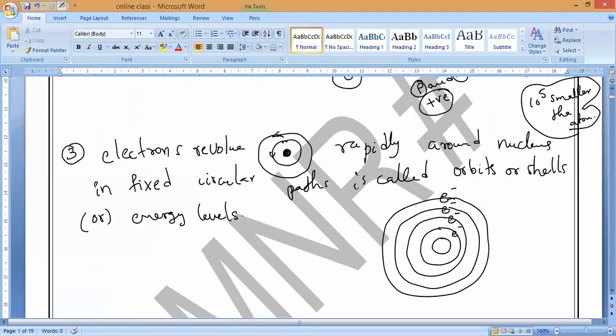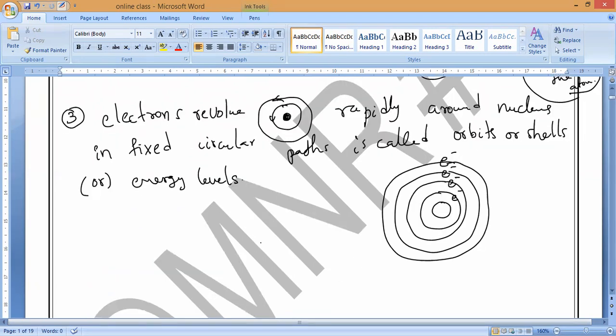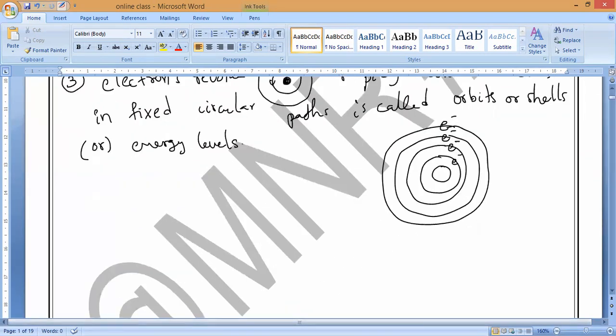That is what we call orbits or shells, or energy levels. So these shells, these energy levels, we represent in two ways. What are the two ways, guys? We represent these energy levels in how many ways? In two ways.